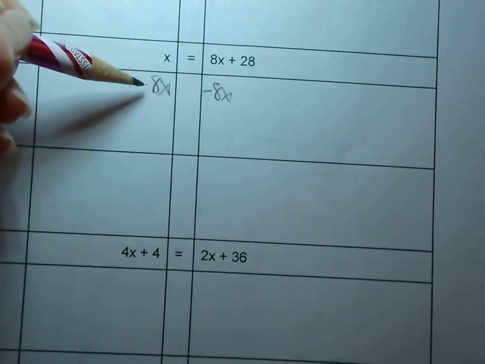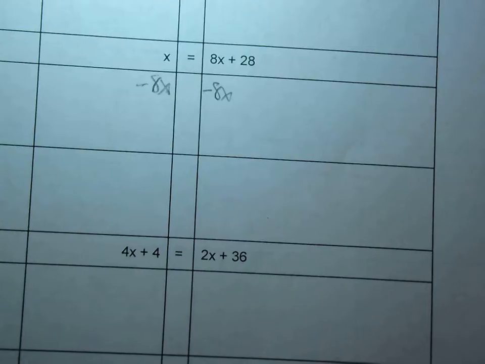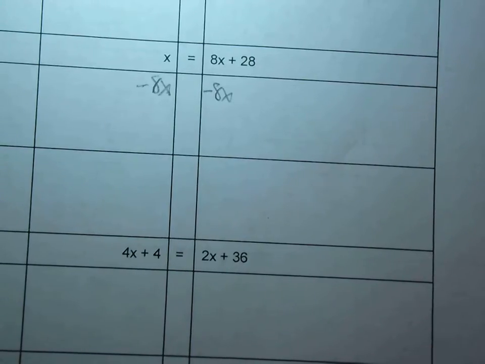What is x minus 8x? Negative 7x? Yeah. Now that's an interesting answer. Negative 8x, negative 9x.